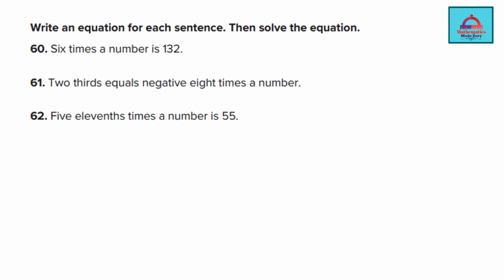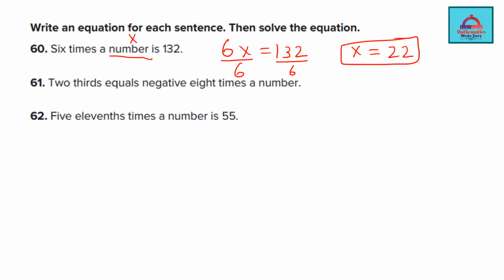The first question is 6 times a number is 132. So the number we don't know, let's take it as x. So 6 times the number is 132. That's the equation. You can solve by dividing by 6. So x is equal to 22. That's the number after division. 6 and 6 will cancel.